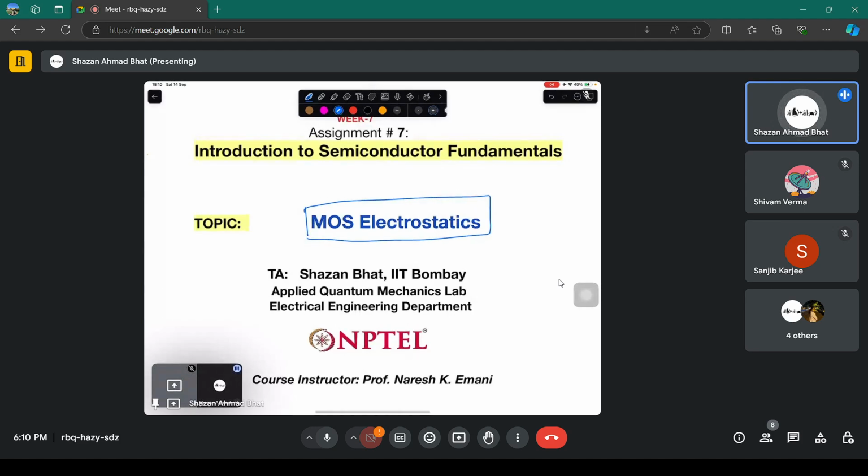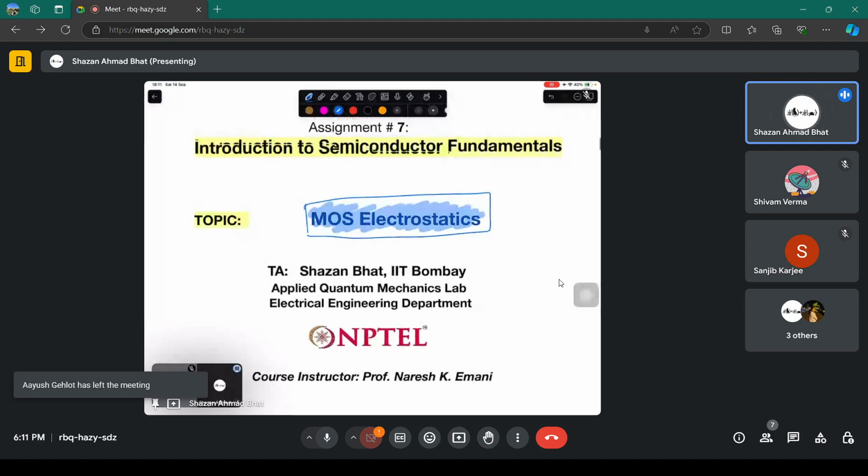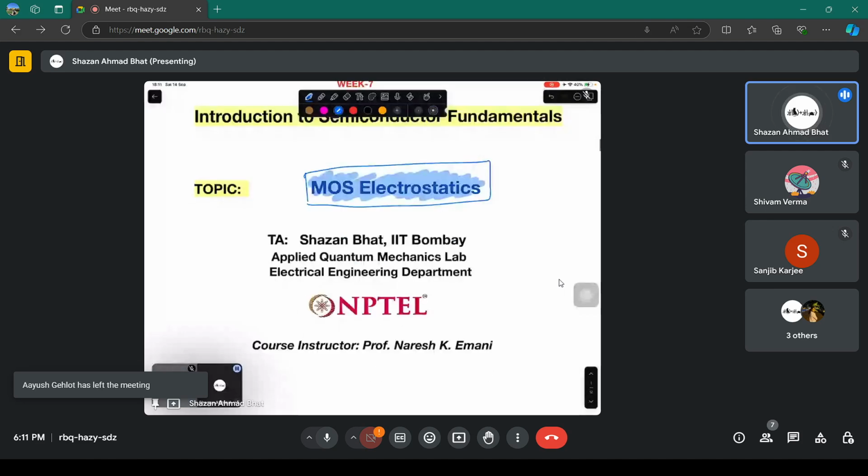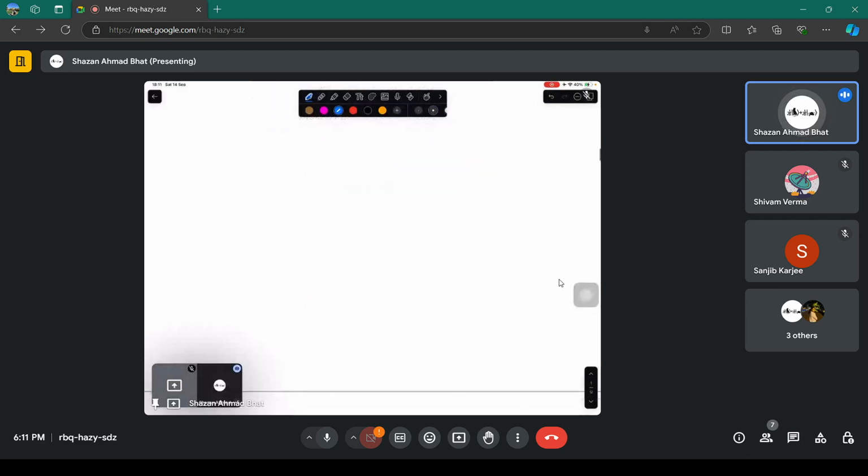What we are going to cover today is MOS electrostatics, and we are going to see where it's going to play a role in the devices, what things you have already covered, where you are going to use them in the future, and where we are heading towards in this particular course. As per my ritual, I like to start with the basics, whatever we have covered till now and where we are heading towards.